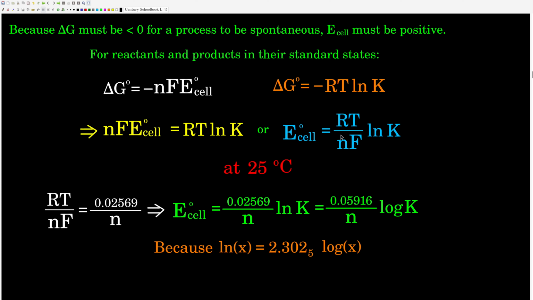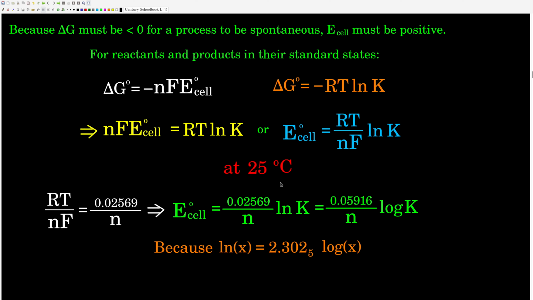So if we plug this in, we get E0 cell equals 0.02569 over n, natural log of K. Now in electrochemistry, they liked to use log base 10 rather than natural log. To convert, the natural log of a number is 2.3025 and some more digits times log base 10 of that number. So if we convert natural log to log base 10, we see that E0 of the cell equals 0.05916 over n, the number of moles of electrons transferred, times log base 10 of K.